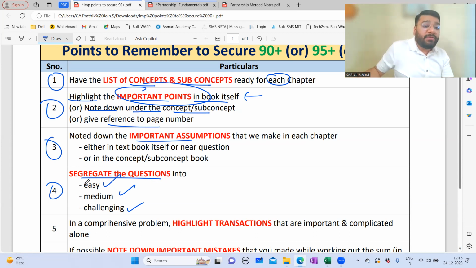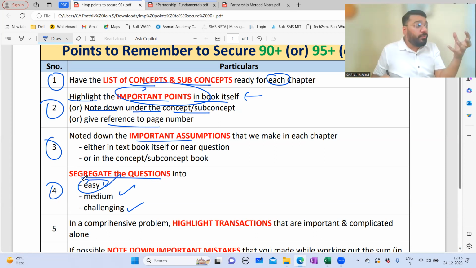Now, when you do the revision with me, after that you will go home and do the revision. You will have a better picture as to which question is easy for you, or medium level for you, or challenging level for you. Please segregate those questions.